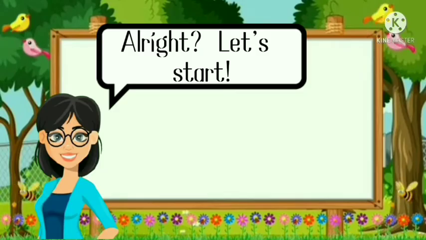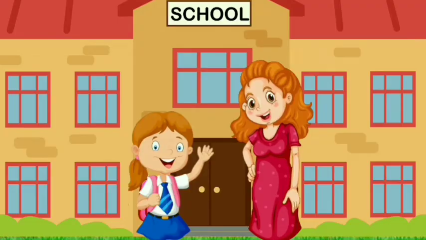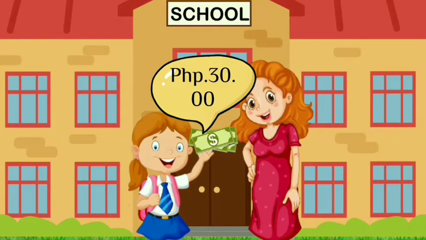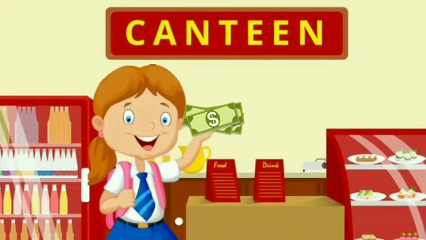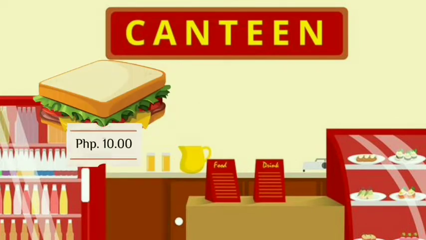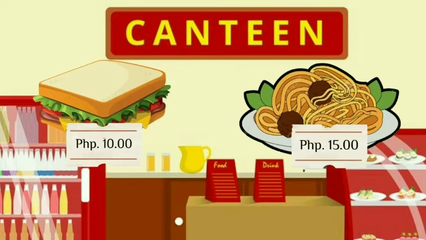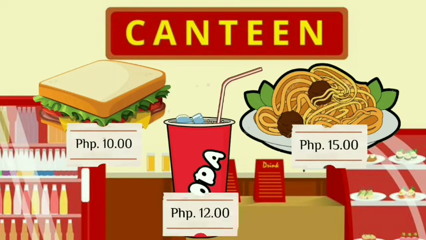Alright, let's start. This morning, your mother gave you 30 pesos as your allowance. During recess time, you went to the school canteen to buy your snack. The following are the prices of the snacks. Sandwich, 10 pesos, pancit, 15 pesos, and drinks, 12 pesos.